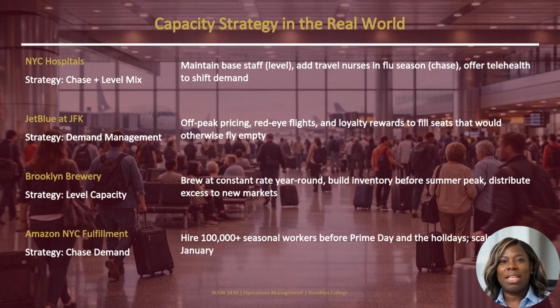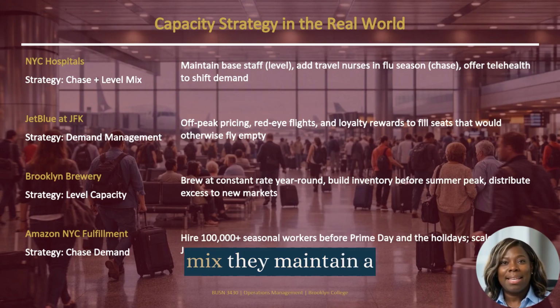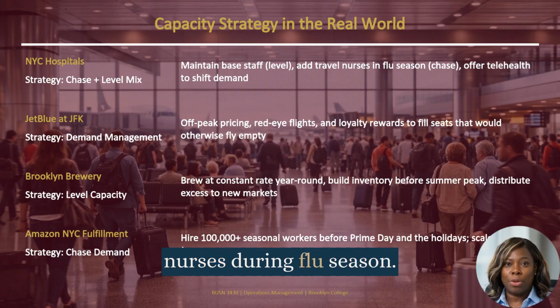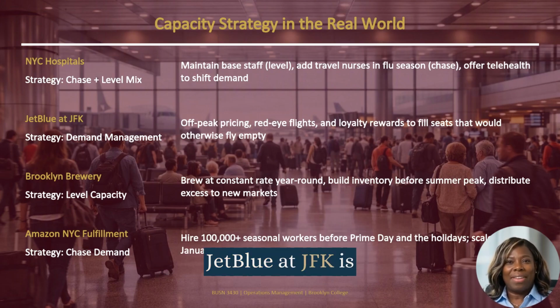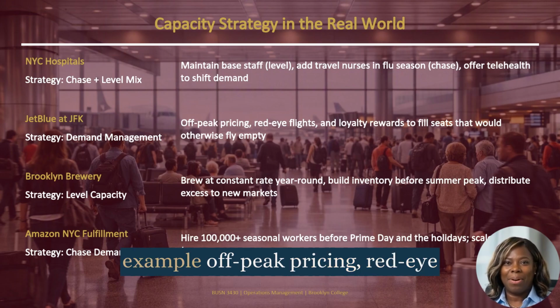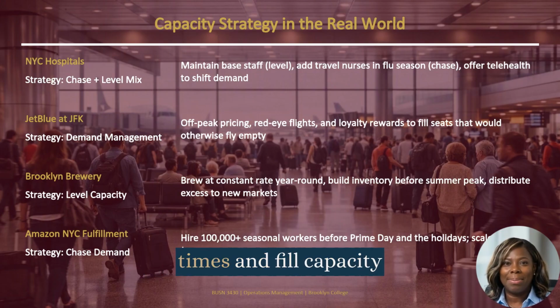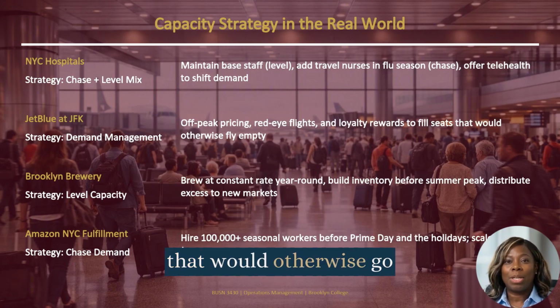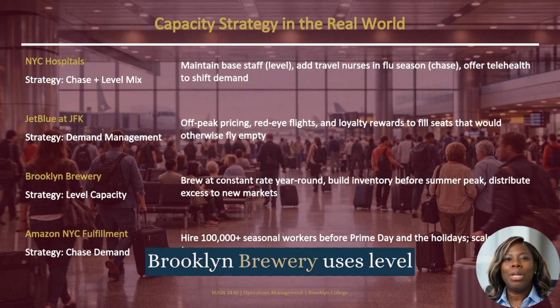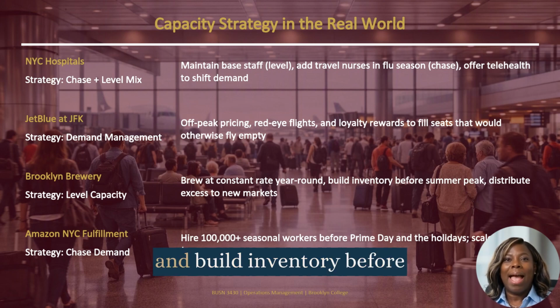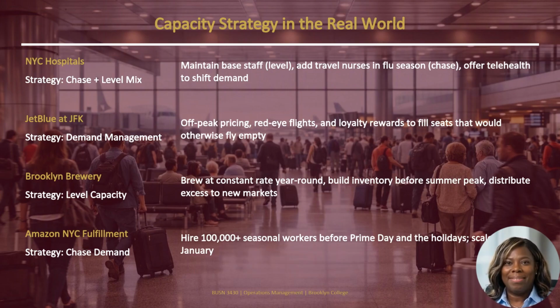Let's ground these strategies in companies your students know. NYC hospitals use a mix. They maintain a base staff level year-round, but bring in travel nurses during flu season. JetBlue at JFK is a classic demand management example. Off-peak pricing, red-eye flights, and loyalty programs all exist to shift demand away from peak times and fill capacity that would otherwise go unused. Brooklyn Brewery uses level capacity. They brew at a steady rate year-round and build inventory before the summer peak.